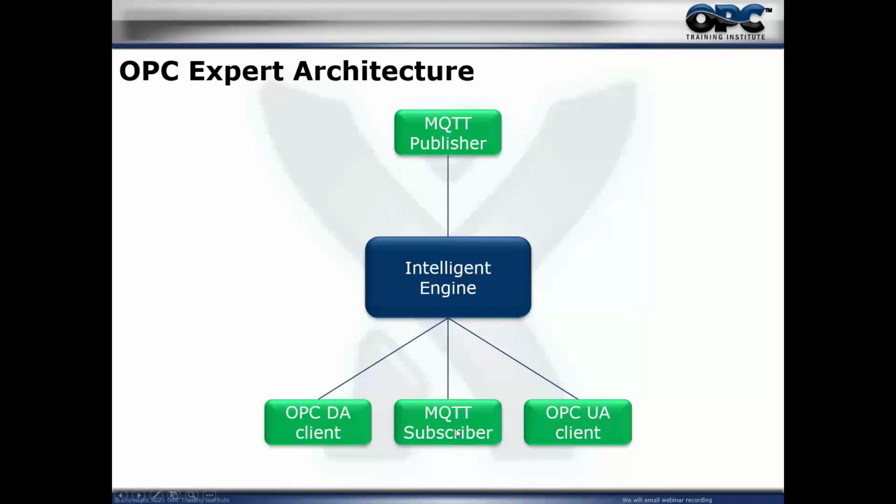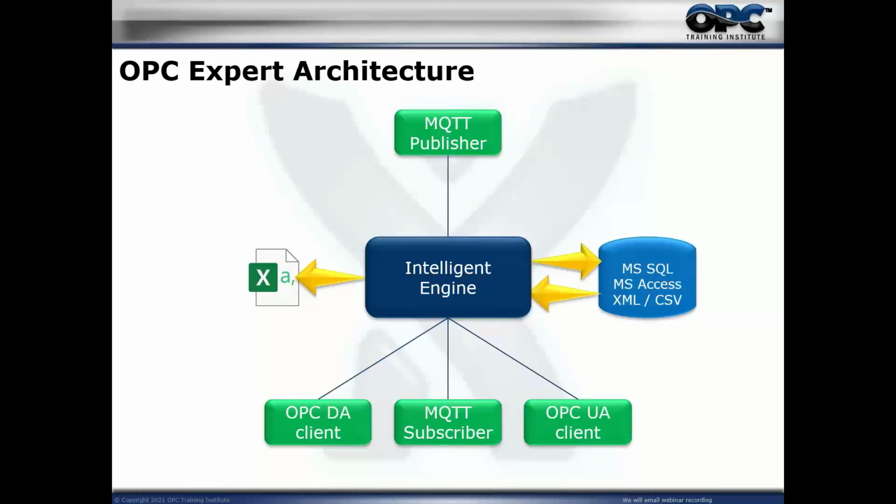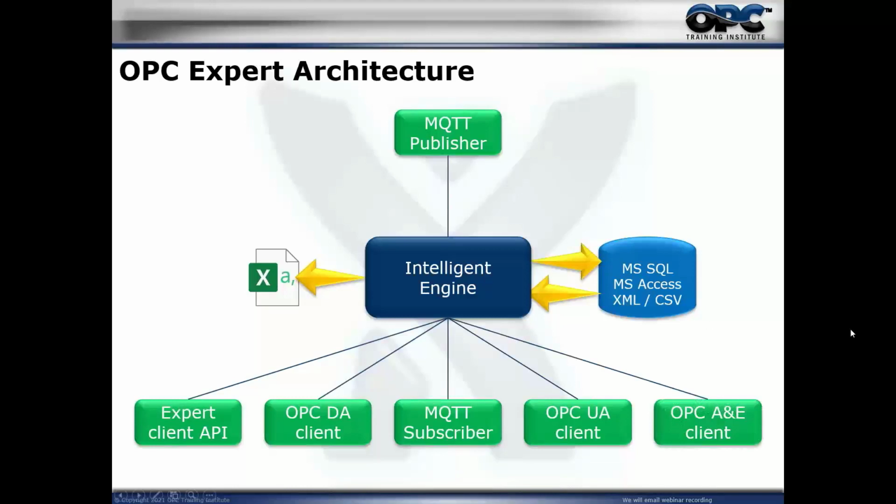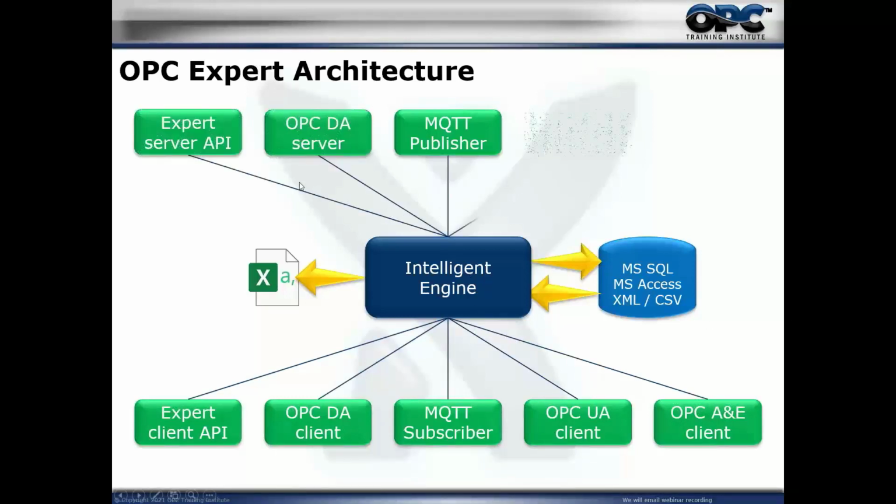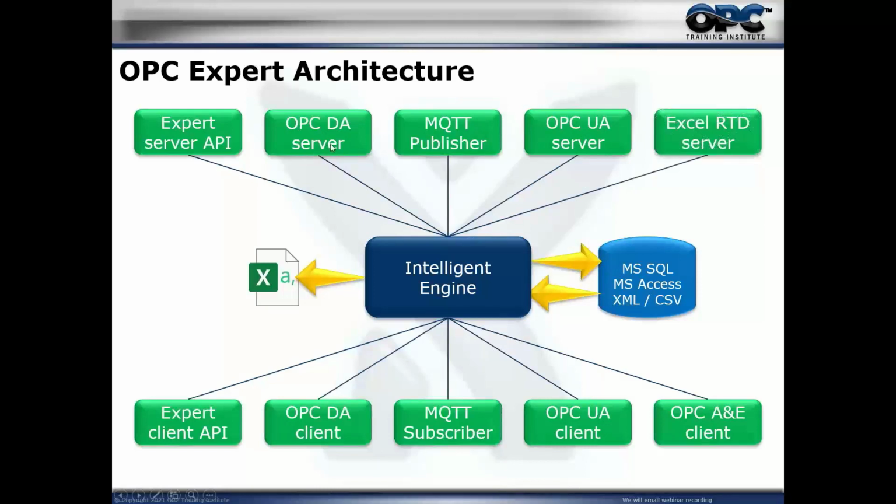Pretty cool stuff. Now, this goes much, much further, because remember, once your data is in this intelligent engine, you can start to send it to Excel, Excel files, I should really say. You can start to send it to Microsoft SQL, XML files, CSV, and so on. So you can do all of that. You can also bring in data using other means, and of course, send data out using other means. So here, for example, you can see an OPC DA server.